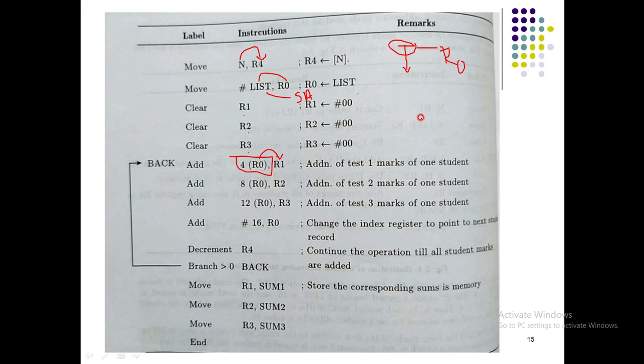It is nothing but your effective address, which is EA. The effective address EA will be equal to 4 plus R0. Right? So the same way it would be 8 plus R0. Why 8 plus R0? Because after 4 bytes, you have the next number. Then that next number will be added with your R2 and will be stored inside R2.